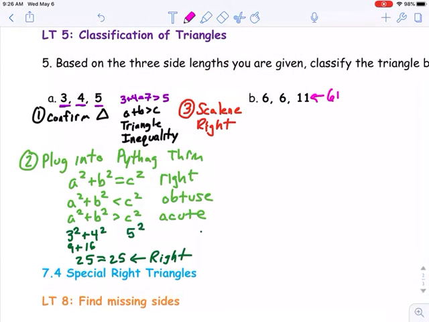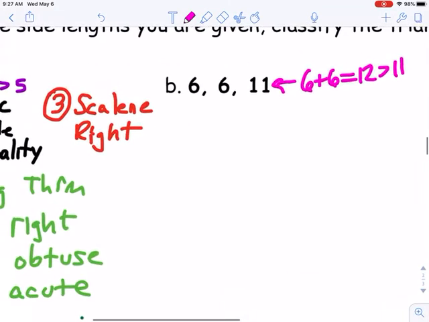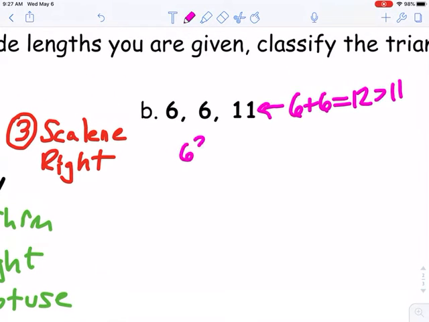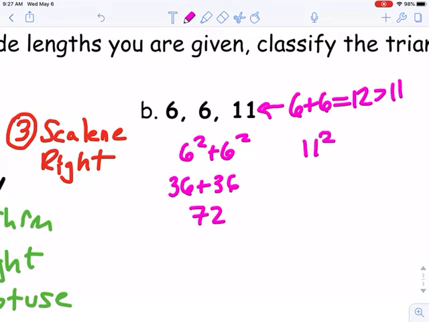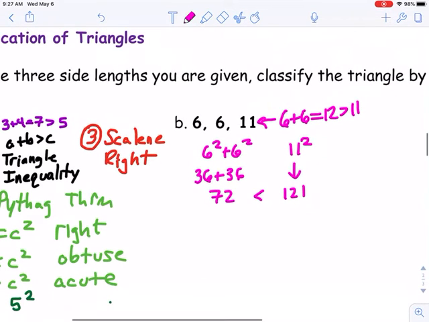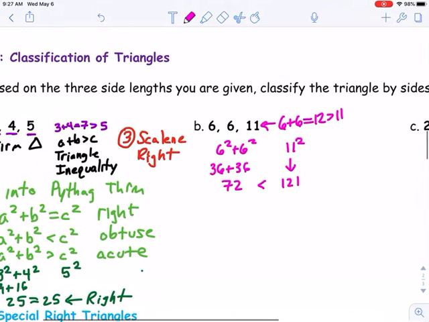So really fast, confirm it's a triangle. 6 plus 6 equals 12, which is greater than 11. So yes, you can make a triangle with these lengths. Now I'm going to plug it into Pythagorean theorem. So I like to do 6 squared plus 6 squared, gap, 11 squared. I'm not going to say it's equal, greater than, or less than. I really just got to compute it and find out. I'm going to get 36 plus 36, or 72, and 121. 121 is clearly bigger. Hopefully you can understand that.